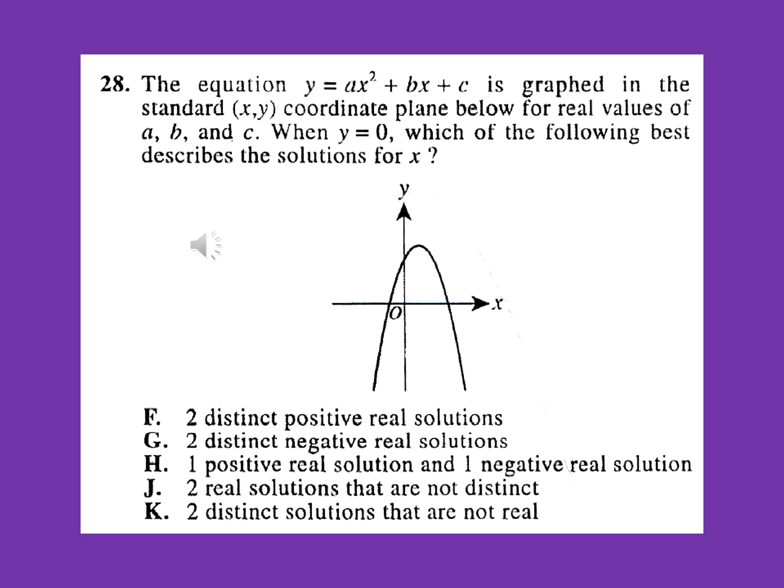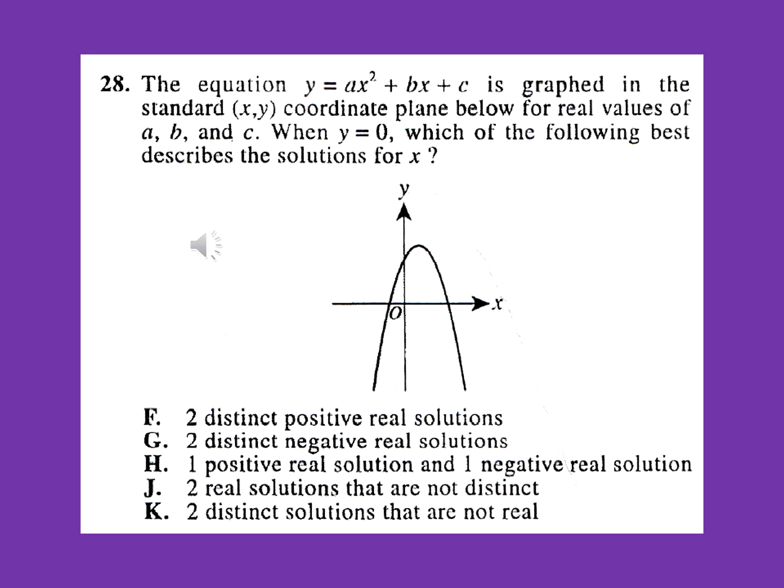And next up is number 28. The equation y equals ax squared plus bx plus c is graphed in the standard xy coordinate plane below for real values of a, b, and c. When y equals 0, which of the following best describes the solutions for x? And we have various possibilities here.